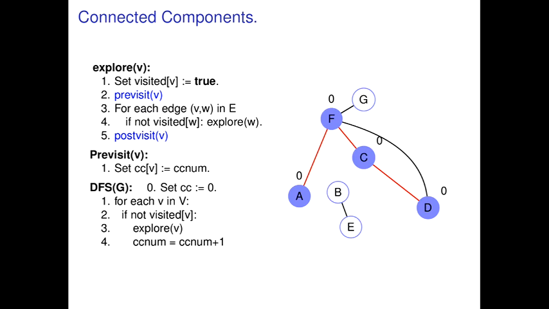Okay? Now, when D looks at this neighboring edge, what does it see? It says, well, it looks at this neighboring edge. It's an edge. It sees that C is marked, right? It sees that C is visited, so it doesn't explore C. Otherwise, you'd have an infinite loop. And it looks at this edge, and it looks at F, and it says, oh, you're marked as well, so I'm going to not explore you either.